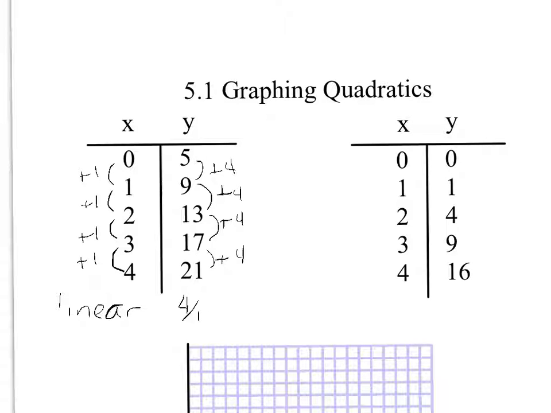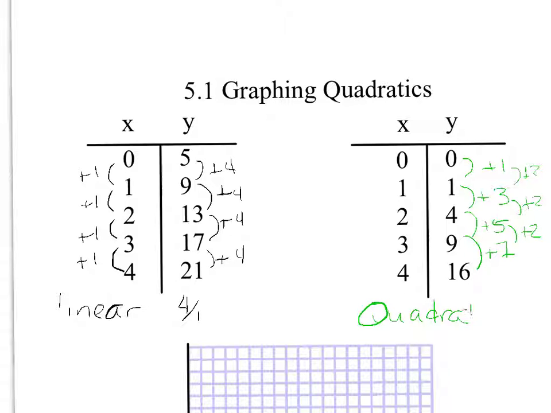Now if I go over to the other one, this one I would add 1, and then I would add 3, and then I would add 5, and then I would add 7. Now yes, there's a pattern going on, 1, 3, 5, 7, the next one's going to be 9, but it's not the exact same number over and over again. So then what I do is a second set of loop-d's, and I add 2, and then I add 2, and then I add 2. And this is how I know that this is going to be a quadratic, because I did a second set of loop-d's to get my same number over and over again.